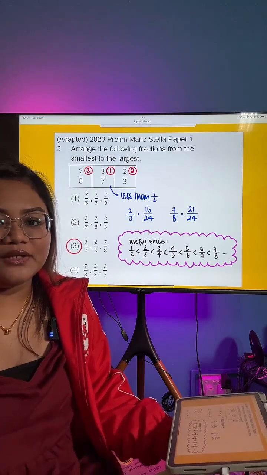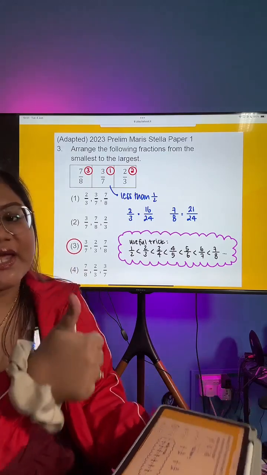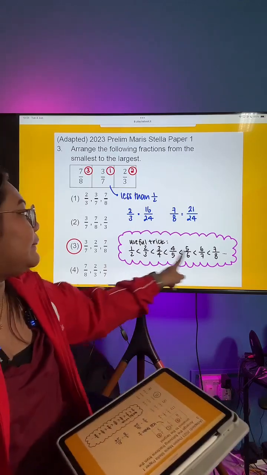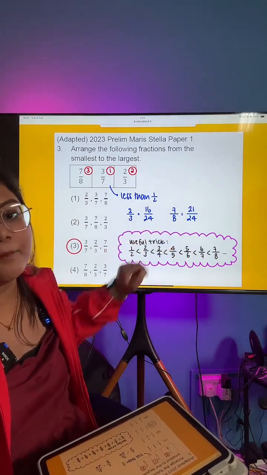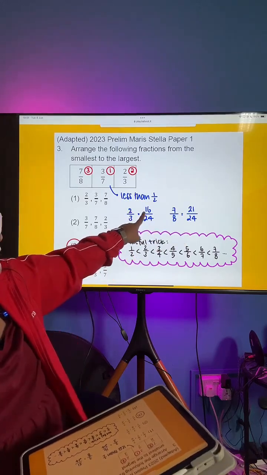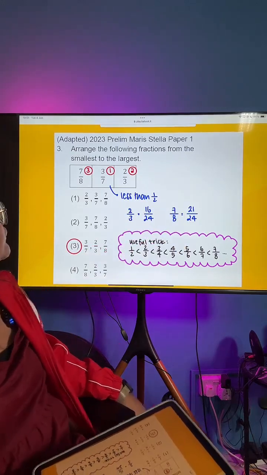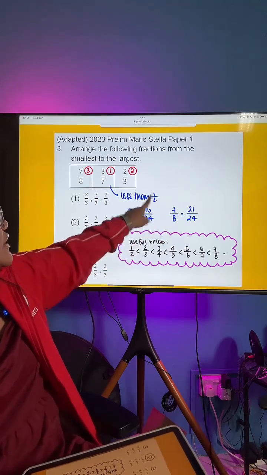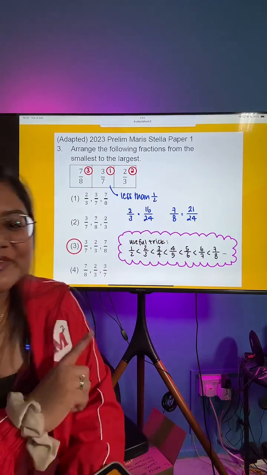Are you enjoying this? P5 also can do this question, P6 also can. If you don't understand this trick, no problem. Make denominators the same to compare. So 3 and 8 change into 24. 2 over 3 is 16 over 24. 7 over 8 is 21 over 24. So 16 over 24 is smaller, therefore it is number 2. This one is less than half, so confirm it is number 1. This one is a bit too tough for P1.